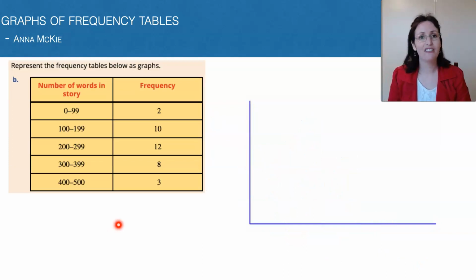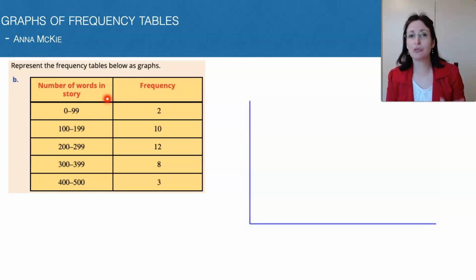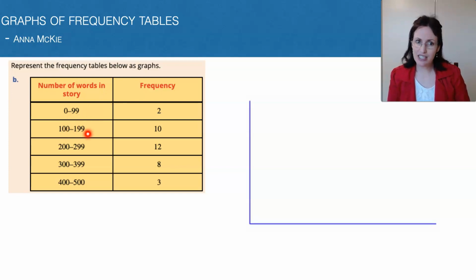Second one, for this graph here, we have a frequency column and it says the number of words in story. I'm going to assume that means number of words in perhaps a short story. We've got ranges here for the different things that are happening. Between 0 and 99 words happened how often? 2 times. Between 100 and 199 words, 10 times.